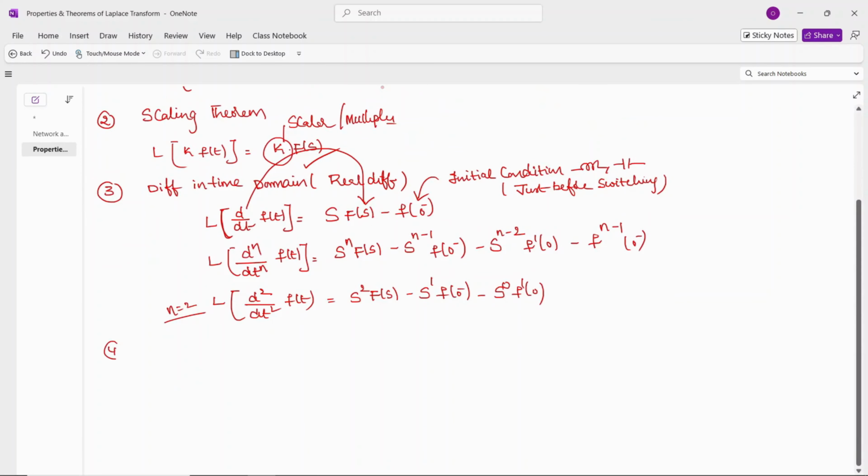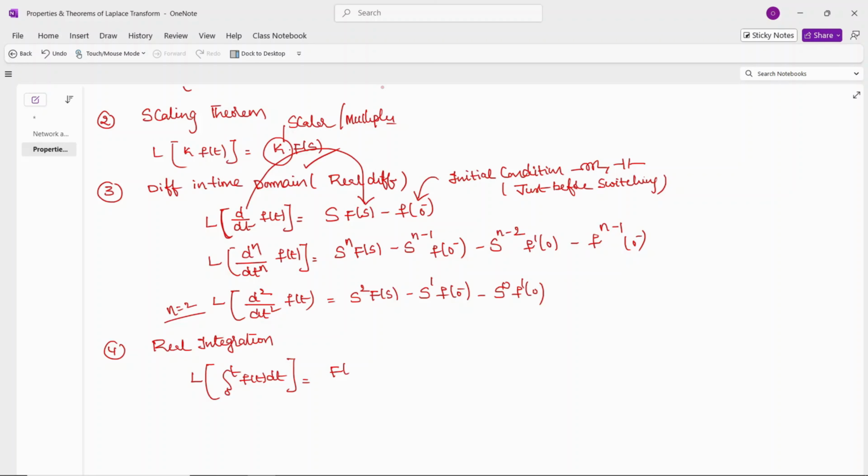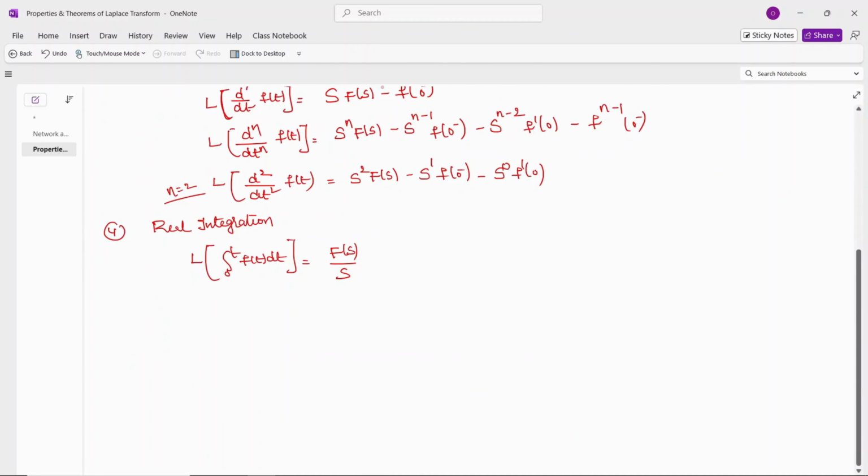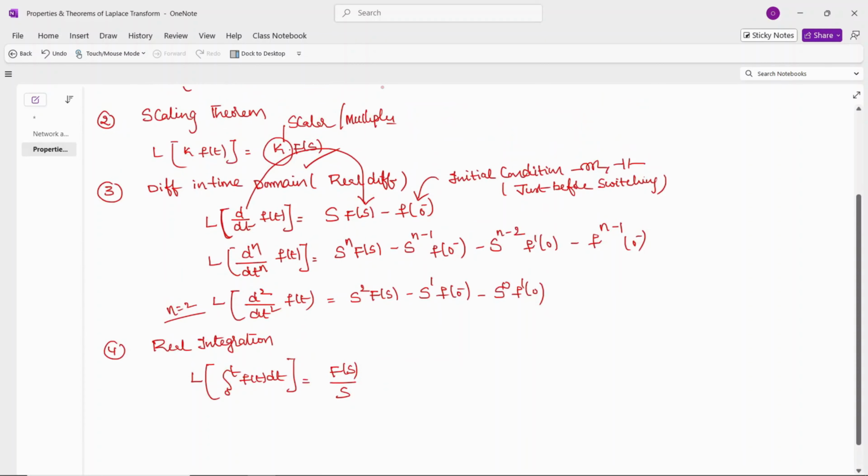Similarly, we are going to understand real integration transformation. The next property is the real integration property. That is Laplace of the integral from 0 to t of f of t dt, we can write as F of s divided by s. So this is the real integration. Differentiation means it gets multiplied by s into F of s minus the initial condition.